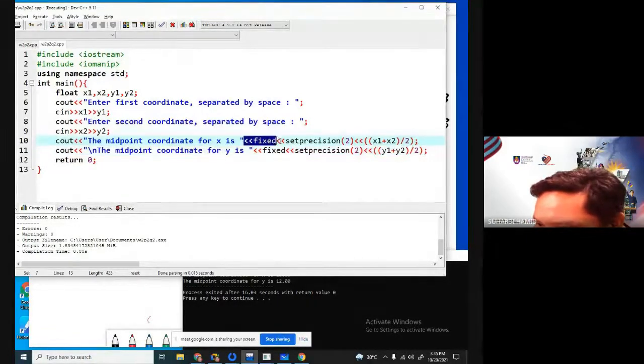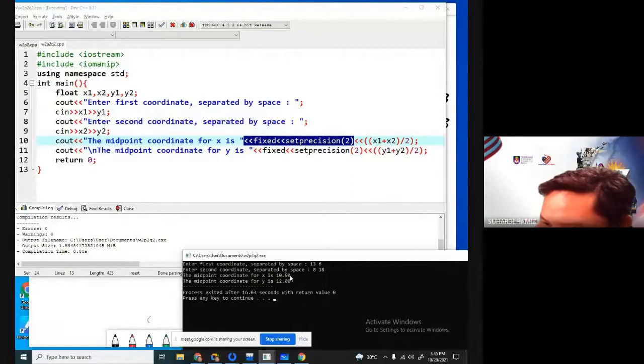By now you should know, this is to format it so that the answer will be presented with leading 0, correct to 2 decimal places. All right, the answers will be correct to 2 decimal places. So we have x1 plus x2 in bracket, again in another bracket, divide by 2.